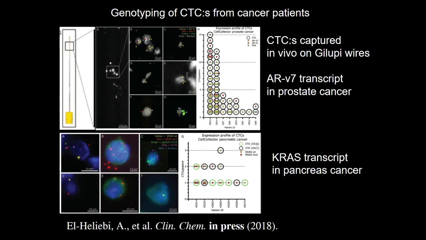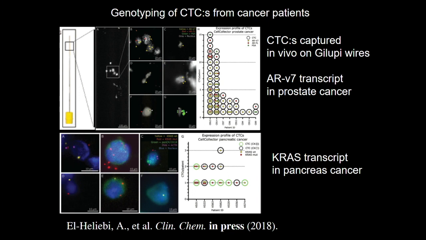We've recently also used this technology to provide molecular diagnosis of CTCs. So we used these wires that are produced by Gilupi. It's a wire that you put into the vein of the patient, and it has EpCAM antibodies on it, so it will capture circulating tumor cells and also a lot of other things.